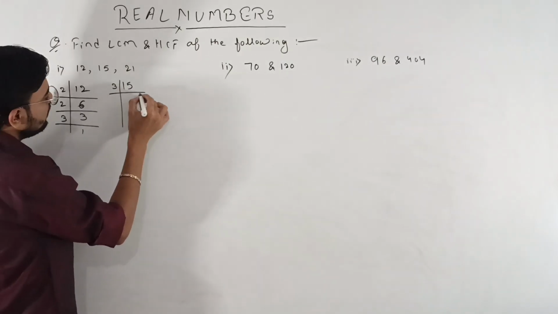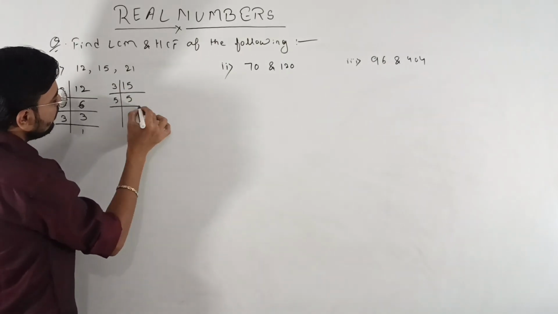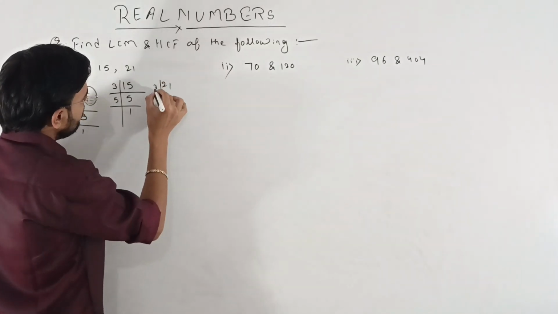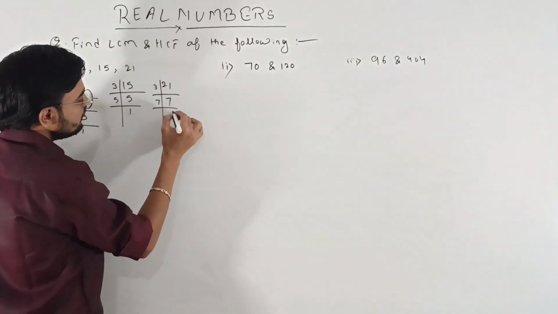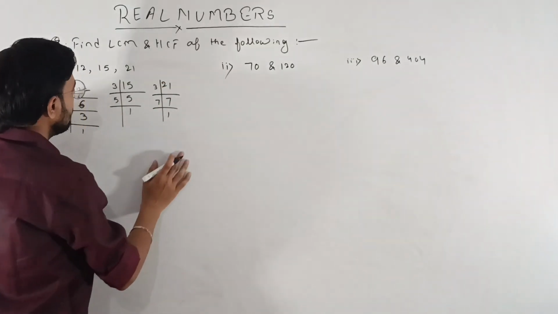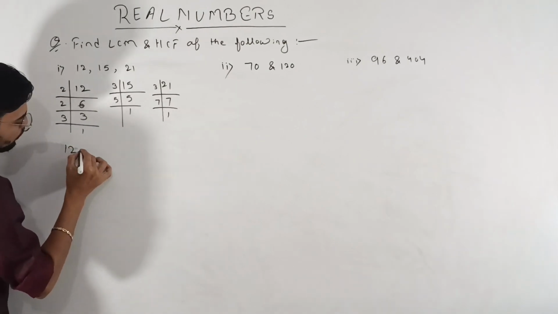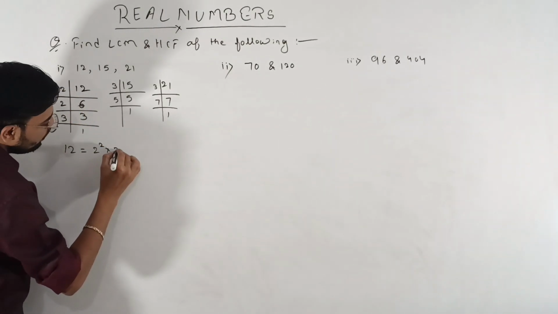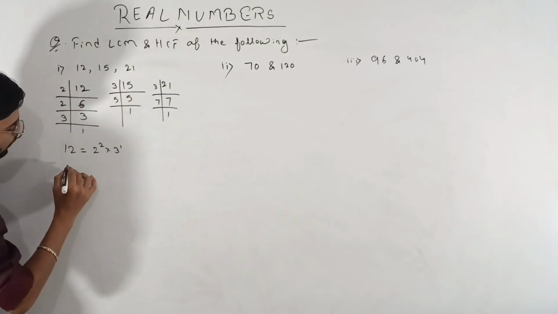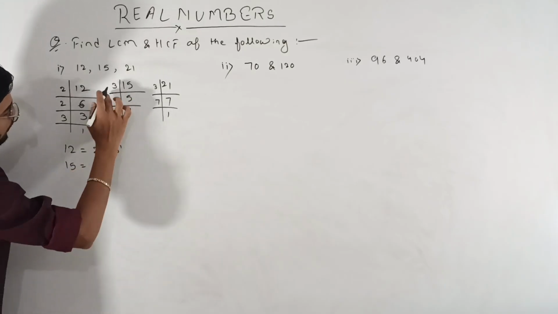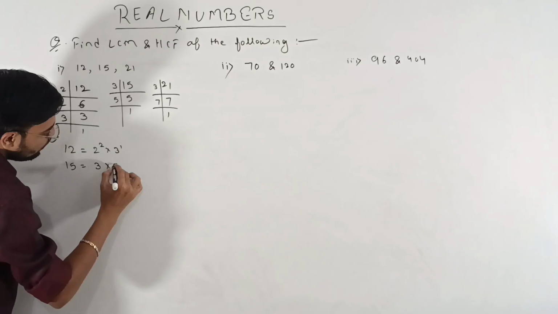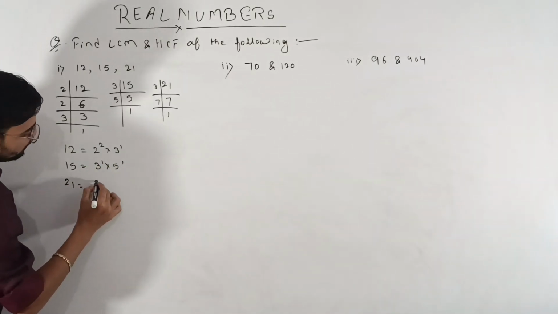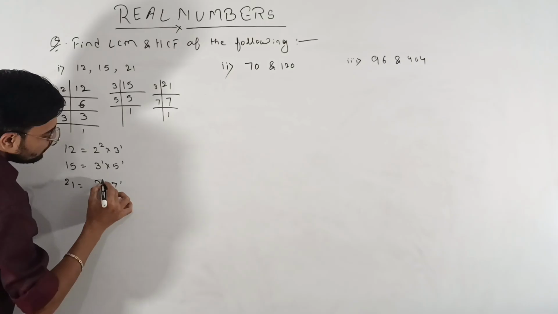Okay, now for 15, this is divisible by 3. 3 fives are 15. Then 5 ones are 5. Now for 21, 3 sevens are 21. Then 7 ones are 7. Okay, now I write for 12: 2 is 2 times and 3 is 1 time. Then for 15 it is 3 into 5, both 1 time. And for 21, 3 into 7, both 1 time.